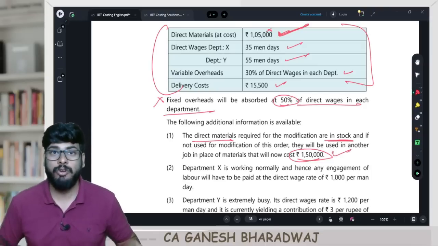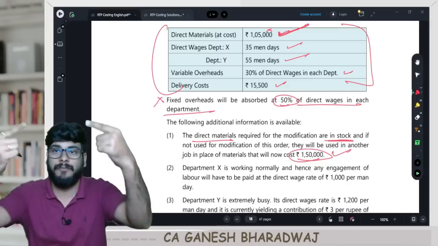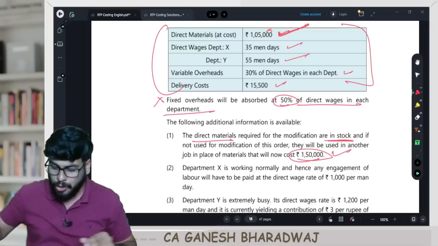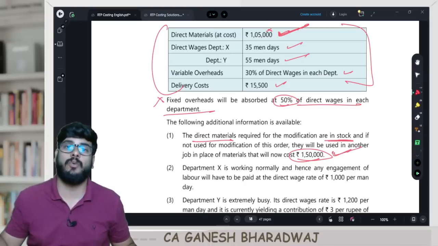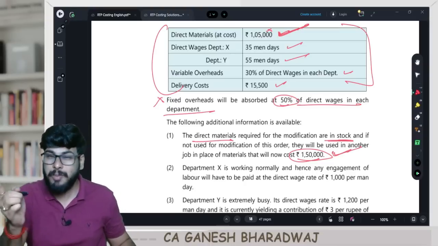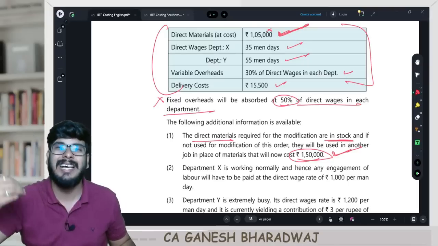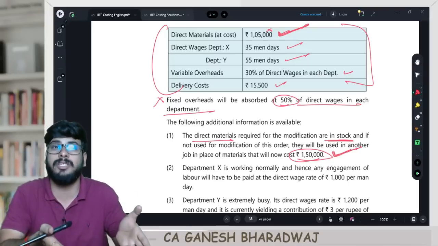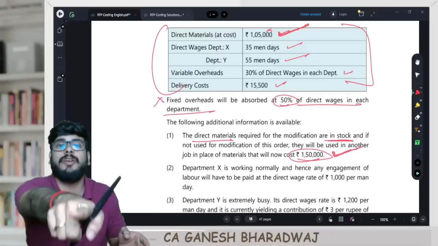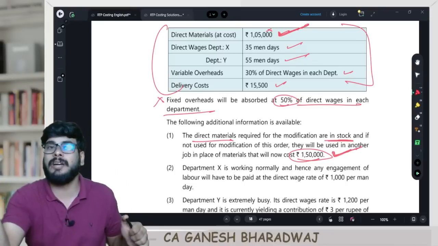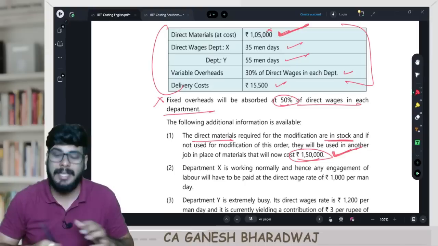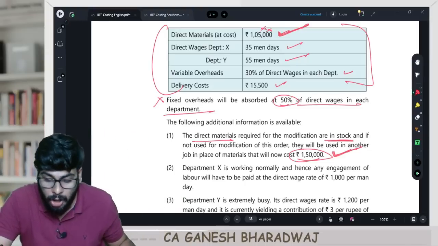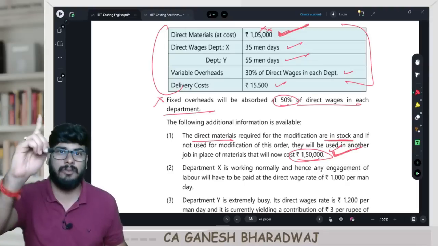So now what I need to do, because I am using the material for this job, I am not able to use it for another job. So for this another job, today I will have to buy the same stock at 1,50,000 rupees and use it. Because I am going for this particular order, the extra cost I'm incurring is 1,50,000. It may not be for this job, but incidentally, because I'm going for this job order, I am incurring 1,50,000 rupees on another job. Hence, the relevant cost of direct material that needs to be considered here is not 1,05,000, it is 1,50,000. Are you clear with this?